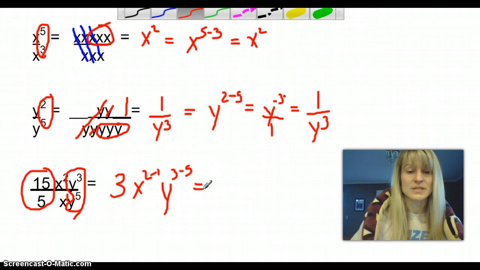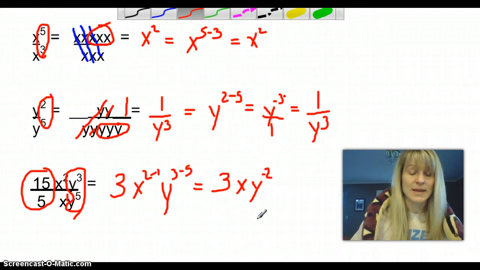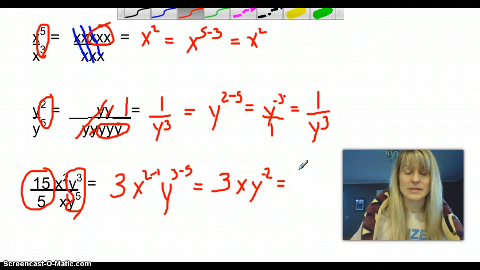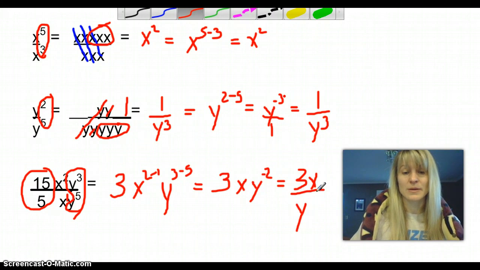Okay? So now I want to simplify my exponents. I'm going to leave my 3 here. 2 minus 1 gives me x to the 1, or just x. And then I have my y, and that's 3 minus 5, which is negative 2. And so I can leave my answer like this. But sometimes your problems will tell you to write all answers with positive exponents. And if that's the case, I'm going to write my 3 and my x to the positive 1. To make the negative 2 positive, I've got to bring it down below. And y to the negative 2 becomes y to the positive 2.